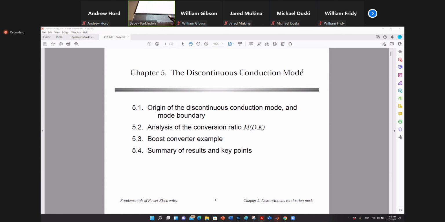Because let's say your PWM is going like this. You send the complementary to the other one.